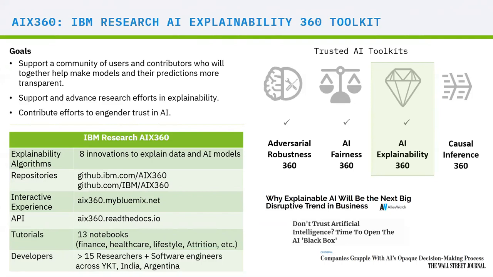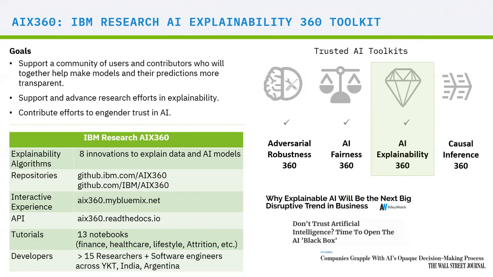The good thing is that we have about 13 notebooks, and these notebooks give examples of how you could use the different algorithms to explain models and their predictions, take a look at data, and figure out different types of insights from the data. Overall, we had about 15 or so developers and software engineers, and all of us worked together to come up with this toolkit.